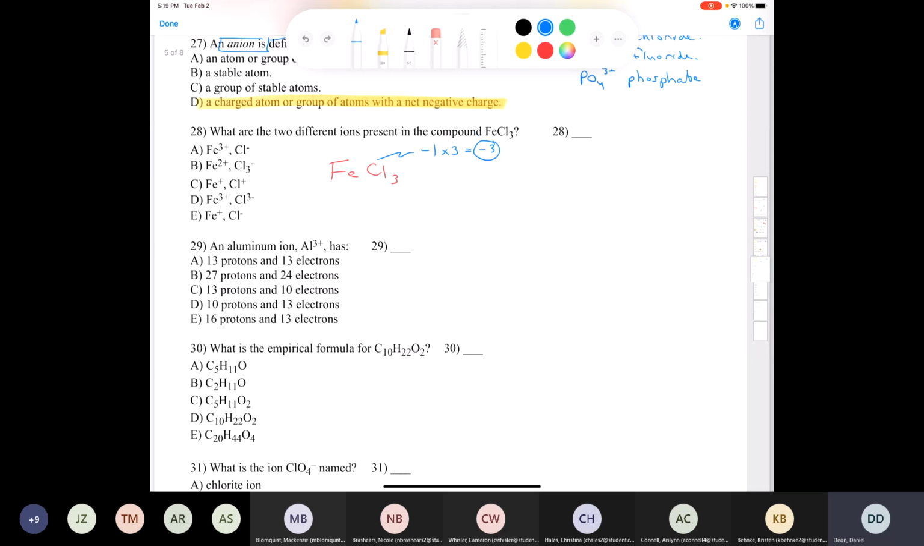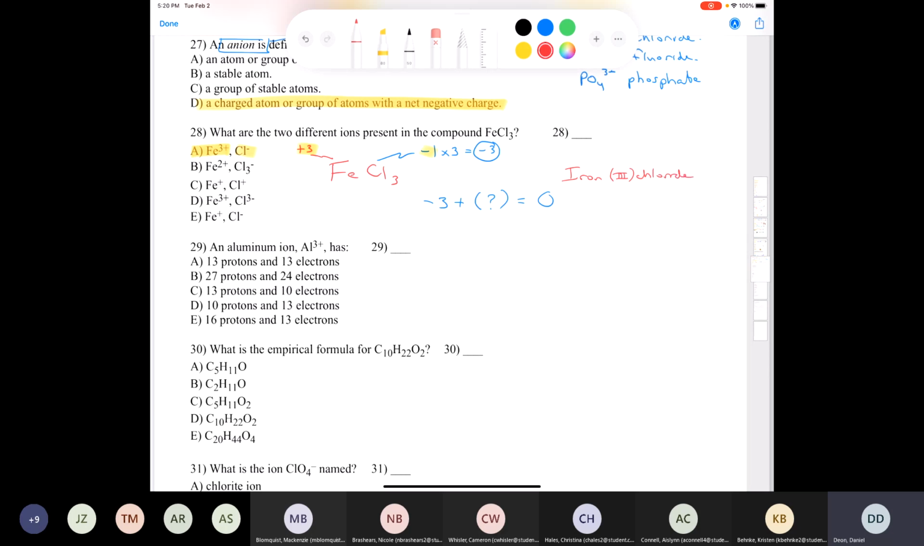So -3 plus something gives you 0. And the answer is +3. So that means that my iron is going to have a charge of +3. So to answer the question, the iron is +3 and the chloride is -1, but you have 3 of them. So our answer would be Fe3+ and Cl- with a -1 charge. All right, so this compound actually has a name. This would be iron 3 chloride. Iron 3 chloride, like that.